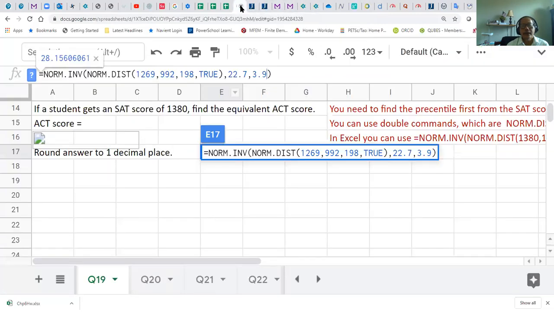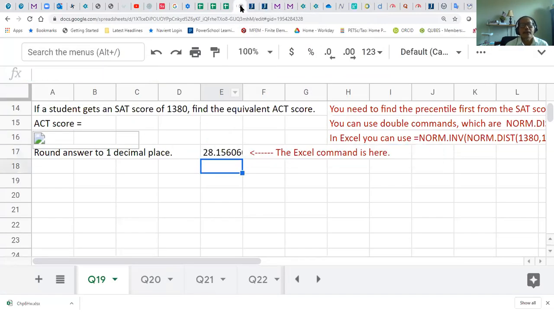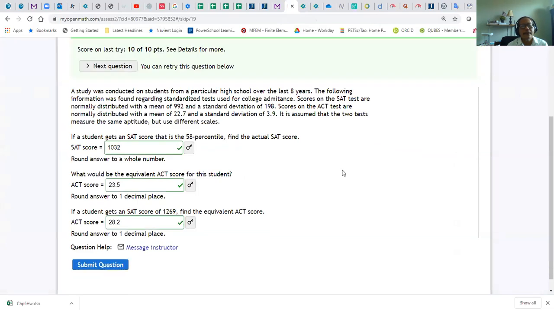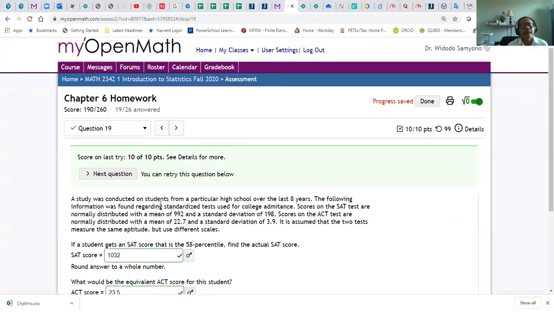Okay, so now press enter. You need to put one decimal place, right? So the answer will be 28.2. Bismillah. Okay, we got all the correct answers.